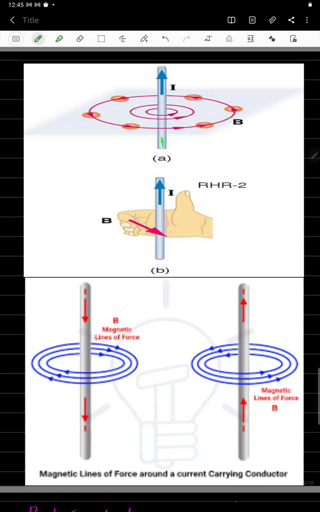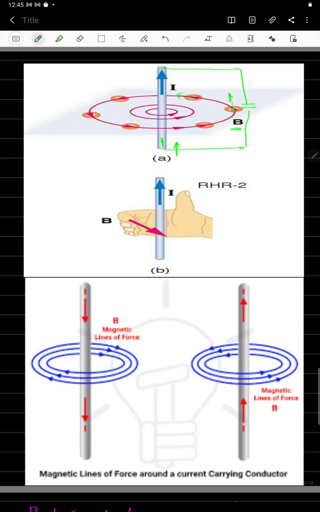This is the conductor, and if I apply a potential difference here, then what will happen? The current passes through this conductor, and surrounding this conductor, some force is generated. That force is called a magnetic force. If you want to see the direction of the magnetic field, here I have taken one point. For this point, the magnetic field direction is inward to the screen.